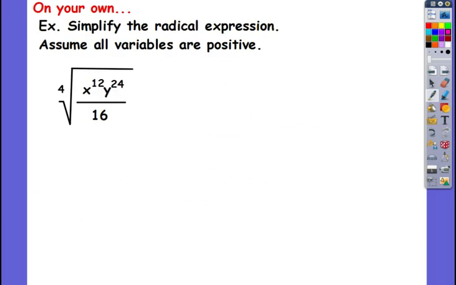So why don't you give this one a try? I don't care which methods you use, whether you want to break the expression into the product of radicals, or if you want to use your fractional exponent, it's up to you. Choose a method and give this a shot.